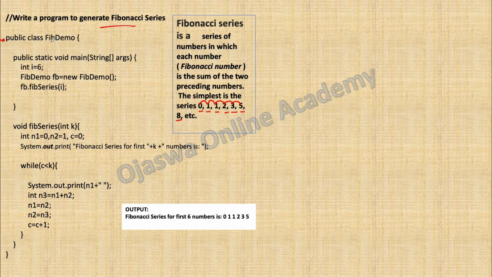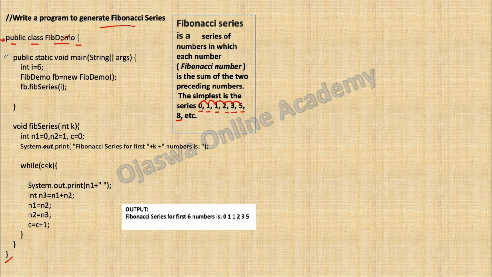Define a class, public class fibdemo. Public keyword denotes that the class can be accessible outside the package, anywhere from the system. Class keyword followed with a class name. Class name is fibdemo. Open the brace, close the brace, and write the code inside these two braces.